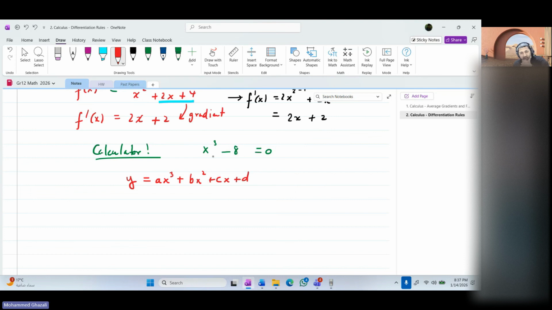Now if you're comparing here, we have an a value which is 1. So a is equal to 1. There is no x squared term here, so b is 0. And there is no x term here, so c is 0. Aha, there is a d term which is negative 8. Okay? So the value of d is negative 8.